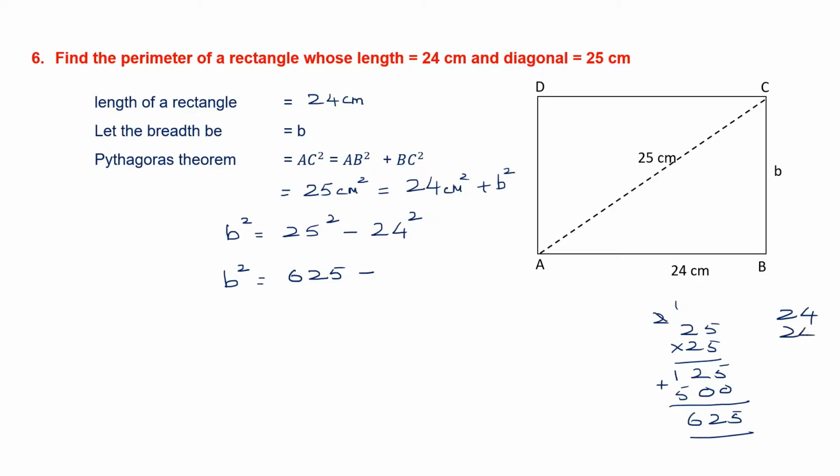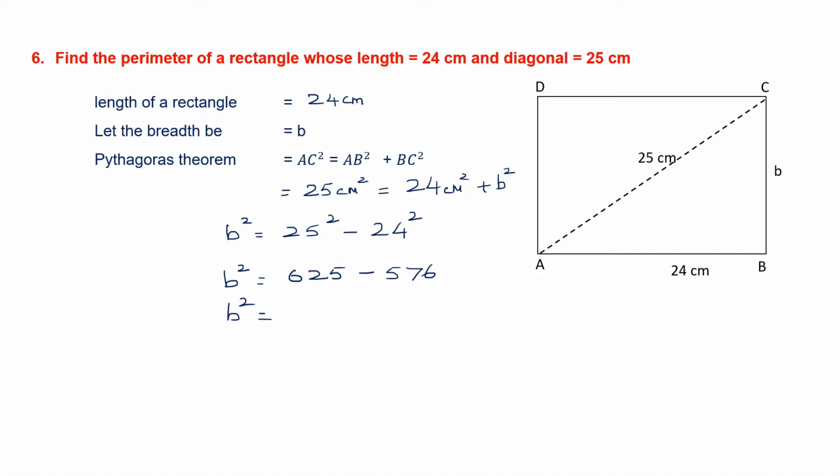24 into 24. So that is 4 4s are 16, carry 1. 4 2s are 8 plus 1, 9. Then 2 4s are 8, 2 2s are 4. So here we have 576. So 625 minus 576. So let's find out how much B square is. Let's subtract 576 from 625, now let's borrow. 15 minus 6 is 9 and then borrow again. 11 minus 7 is 4. So we've got 49. B square is 49.